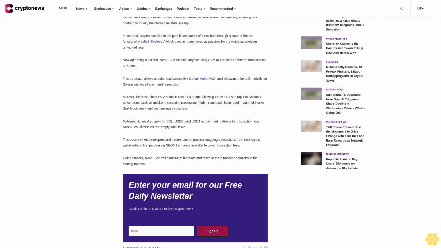Following its latest support for SOL, USDC, and USDT as payment methods for transaction fees, Neon EVM eliminates the empty tank issue. This occurs when developers and traders cannot process outgoing transactions from their crypto wallet without first purchasing Neon from another wallet to cover transaction fees. Going forward, Neon EVM will continue to innovate and move to more trustless solutions in the coming months.